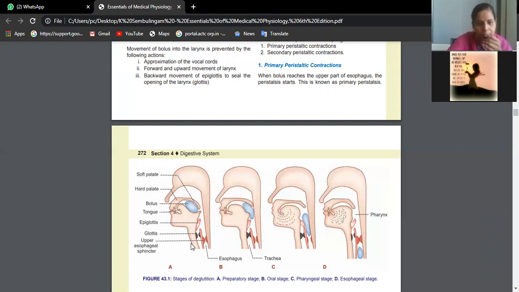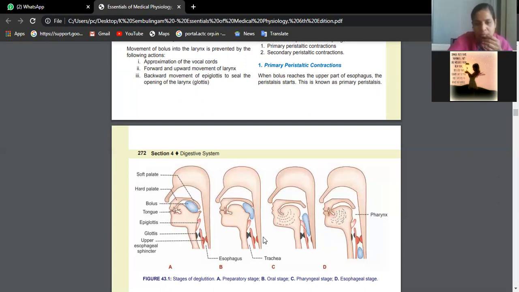Now this is the epiglottis. It is labeled here as epiglottis, and this tube is the trachea. So the epiglottis is falling backwards and it is closing the laryngeal inlet. Because the laryngeal inlet is closed now, the food bolus is allowed to pass backwards towards the esophagus.